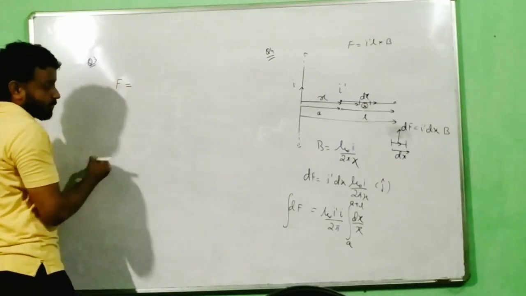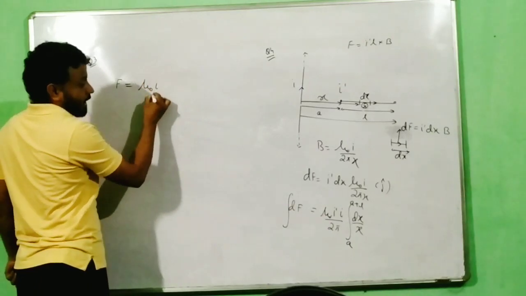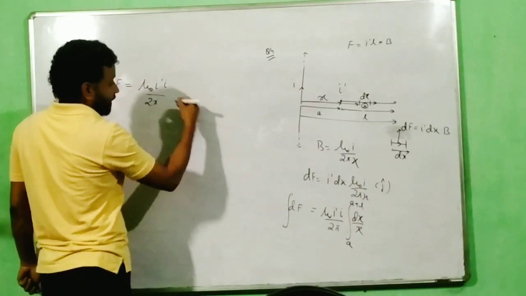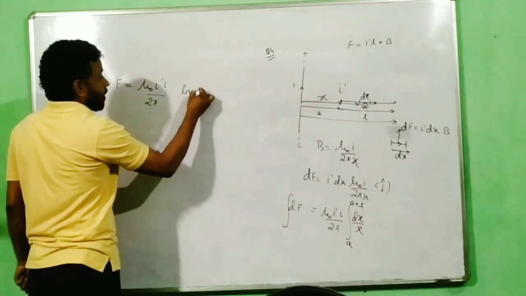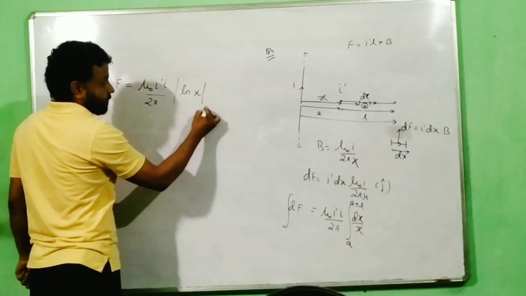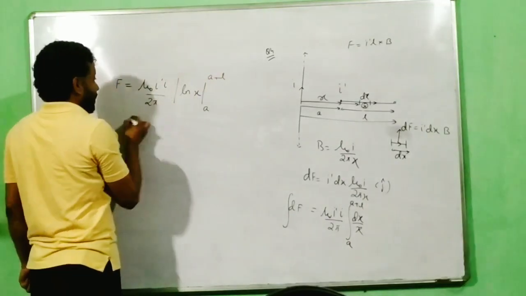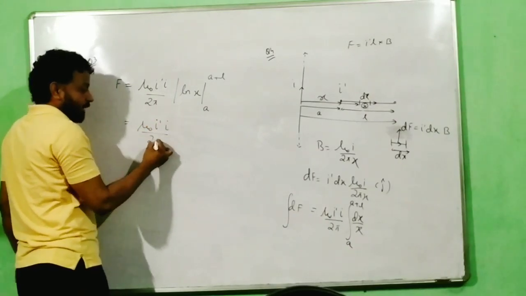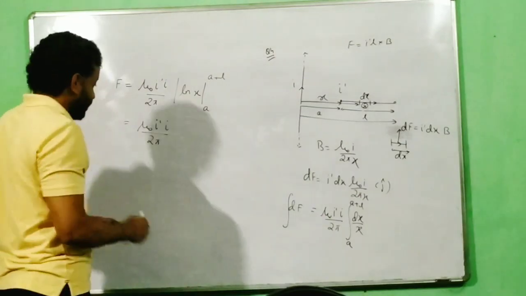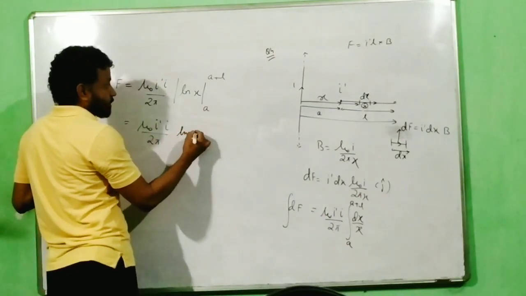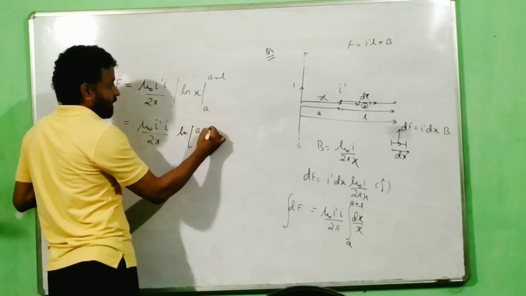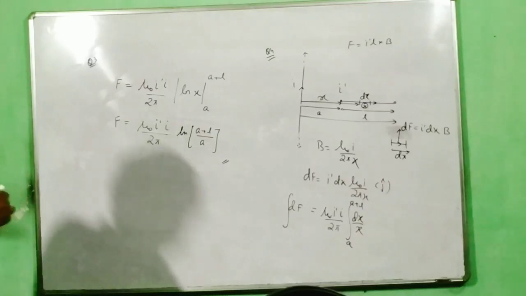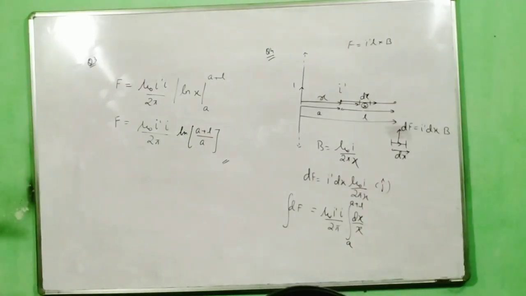So your F will be equal to mu naught I dash into I divided by 2 pi, and then you will integrate this. After integration you will get natural log x from a to a plus L, and this is equal to mu naught I dash into I by 2 pi natural log of (a plus L) divided by a. This is the expression of force. That is the final answer here.